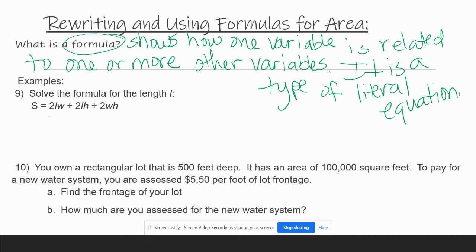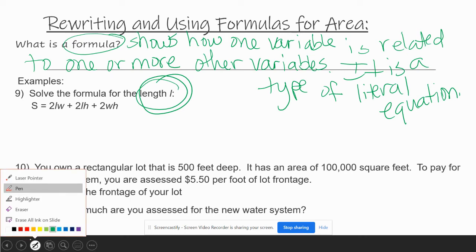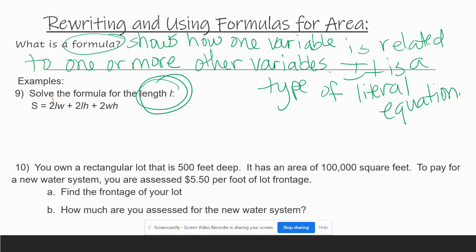We have the length of an object in example 9. S equals 2 times length width plus 2 times length height plus 2 times width and height. And we want to solve for the length. We want L to be alone. So I'm going to go searching for what I need to cement down, and that's going to be these two right here.